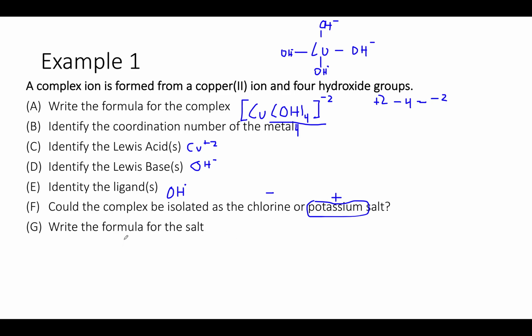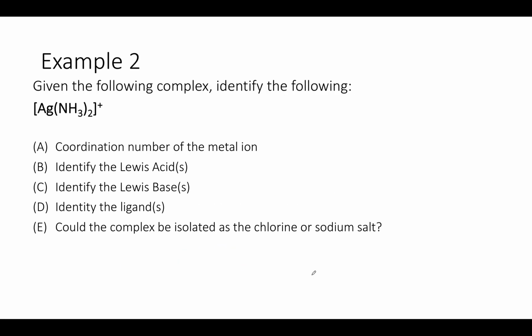Now, if I'm going to write the formula for the salt, I'm going to put the metal on the outside. And now notice potassium has a +1 charge. The complex has a -2 charge. So I'm going to need 2 potassium. In brackets, I just rewrite the complex. And that is it. Do note that there's no charge on this complex now because we neutralized it with the salt.